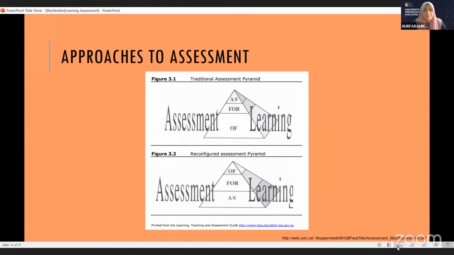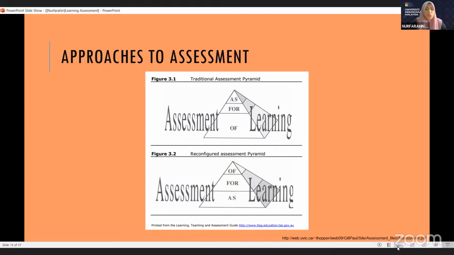Now, okay, this is the famous pyramid. I think that every teacher should know. The first pyramid is the traditional assessment pyramid, okay? We have the lowest part of it, which is assessment of learning. The lowest part of it is also the biggest, okay, the widest base, meaning that assessment of learning is still much dominant in the traditional pyramid. And as we go up, we have for and as learning.